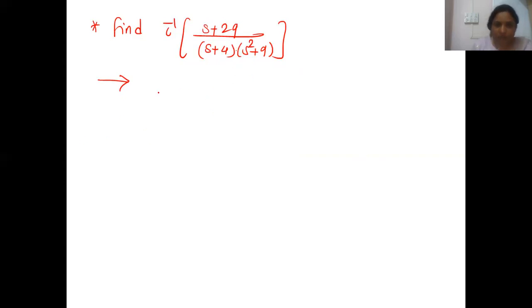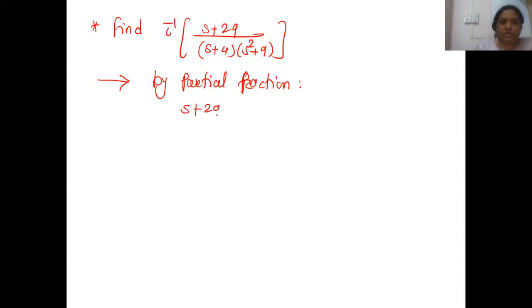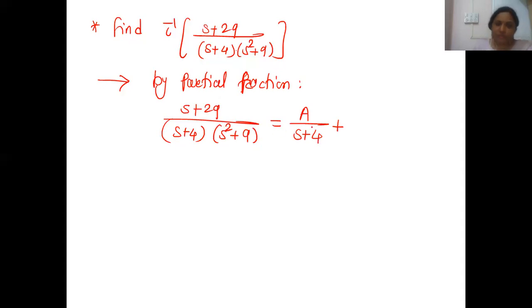Means we should first separate them by partial fraction. So partial fraction. Whichever terms are there, you can separate by partial fraction, take them separate and then apply Laplace inverse. So consider this whole term. Whatever is the numerator, you just focus on the denominator. This is linear. So what should I write? A upon. Very good. A upon s plus 4. Plus, this is quadratic. So what should we write? A is used. So do not use it again. Next letter. B. S plus C. Very good. Upon s square plus 9.